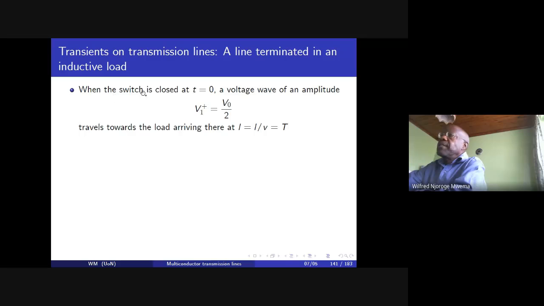So when the switch is closed at t equal to 0, we can expect that a voltage wave of amplitude V1 plus equal to V0 by 2 will be sent down the line, because this wave will not know what the termination is at the end of the line, neither the length of that line, and therefore the wave will travel down the line just as if the line was infinitely long, and it will arrive here at a time t given by L by V.